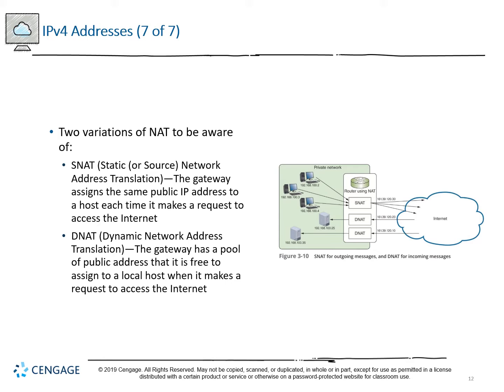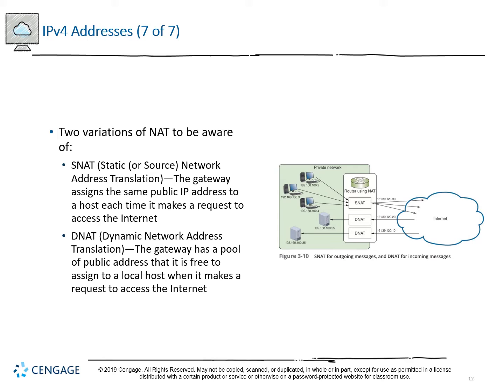Now there are 2 variations of NAT that we want to be aware of, static and dynamic. We see static and dynamic all the time. To be static means to stay the same. To be dynamic means to change. So static address translation means that the gateway is going to assign the same public IP address to a host each time it makes a request to access the external network. It says the internet in the book, but it's just an external network, usually the internet.